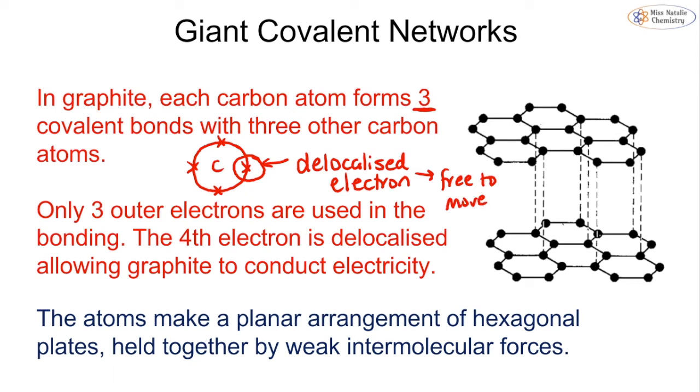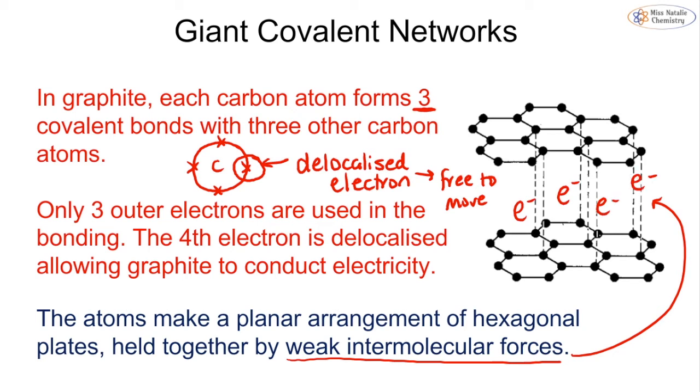And the way that this works is we get a giant network of our carbon atoms with 3 bonds forming a layer, and then we form other layers underneath. So we get this sort of layered structure of hexagonal plates. And these are held together with these intermolecular forces, which is what the dotted lines are. But in between the layers, we then have these delocalized electrons that have come from all of those carbon bonds. And that is what allows graphite to conduct electricity.